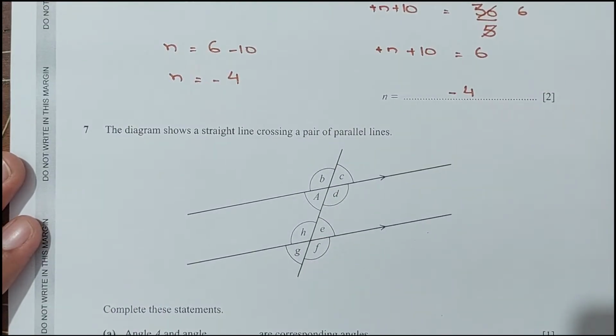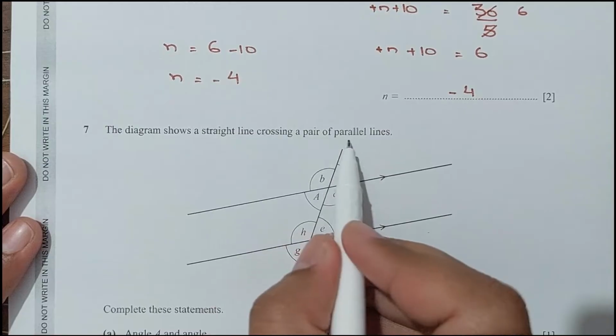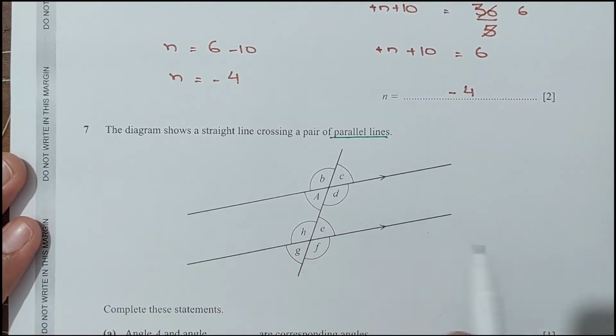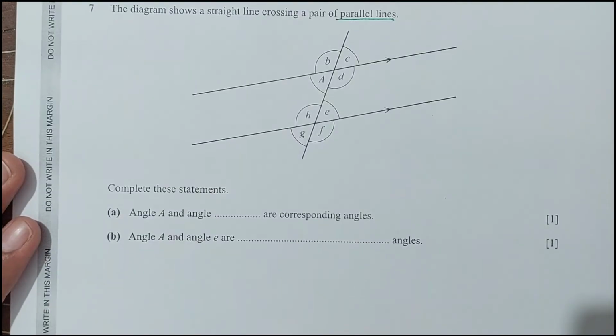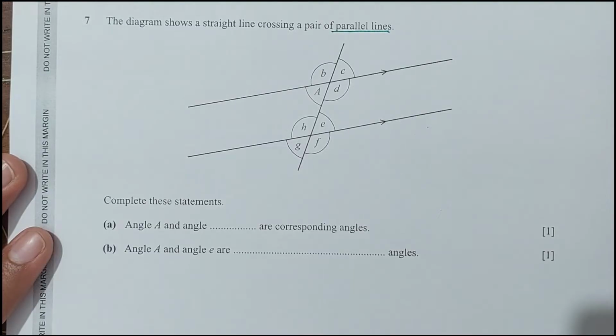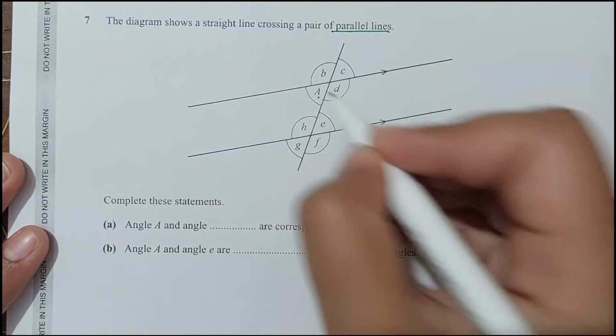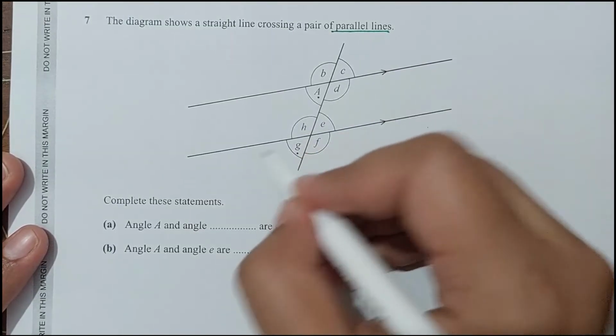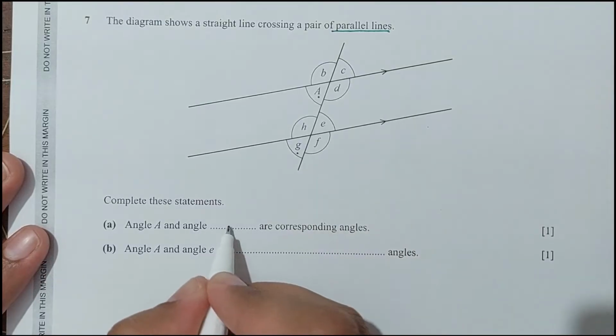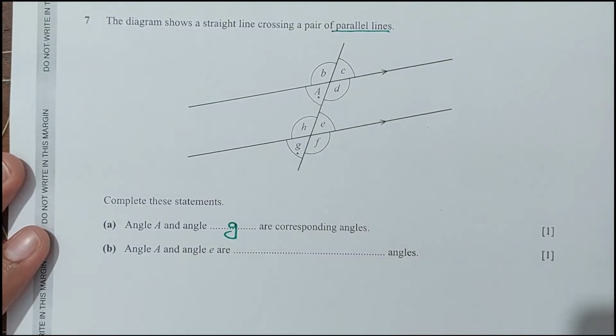Question number 7. The diagram shows a straight line crossing a pair of parallel lines and a straight line. Complete these statements. Part A. Angle A and angle dash are corresponding angles. Which two angles are corresponding? This is angle A and this is angle G. These two are corresponding angles. So angle A and angle G are corresponding angles.